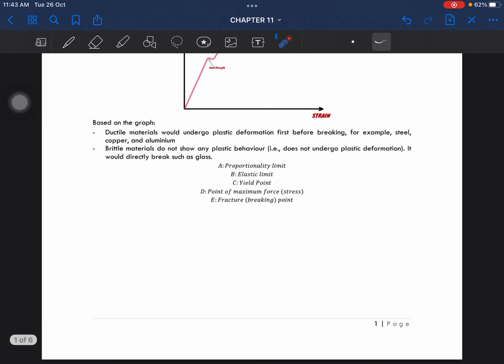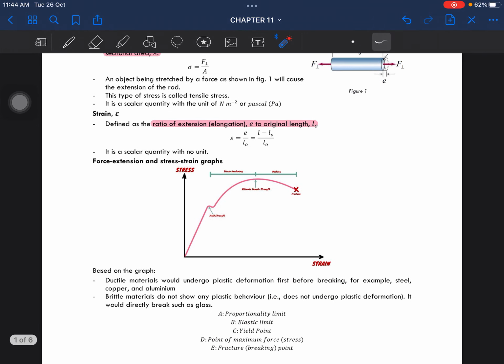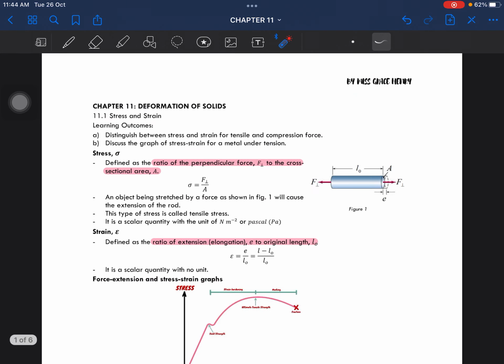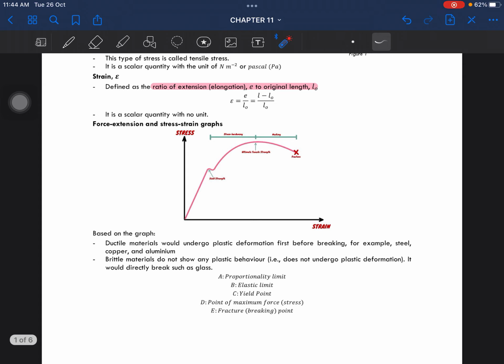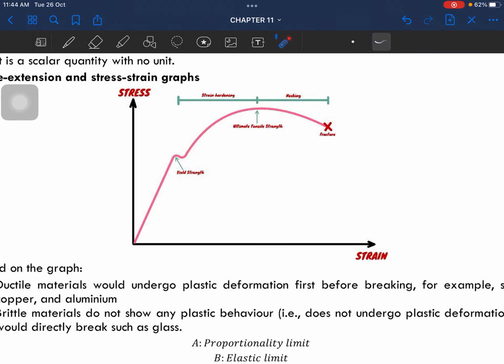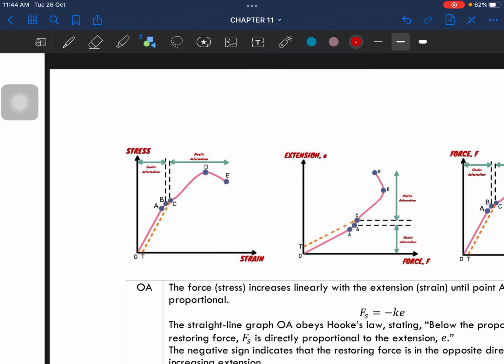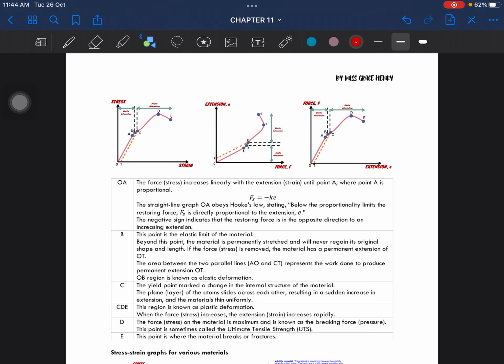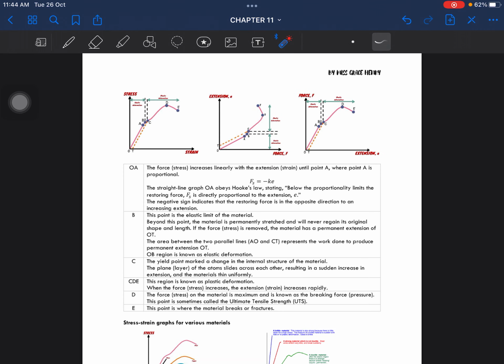So this label here is actually for these graphs here. Before that, let me just add a few. Actually it's the same as the one here. Never mind, it's the same. Okay, so let's look at this graph. This is the explanation.